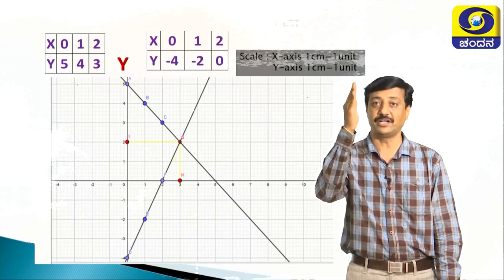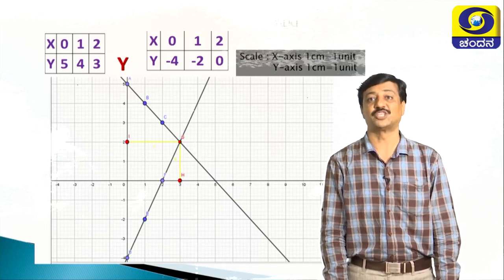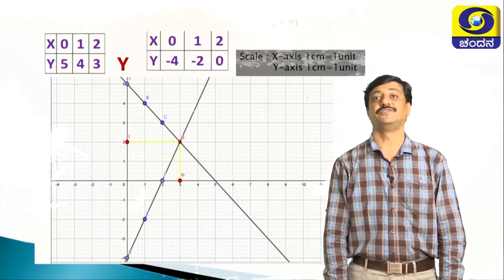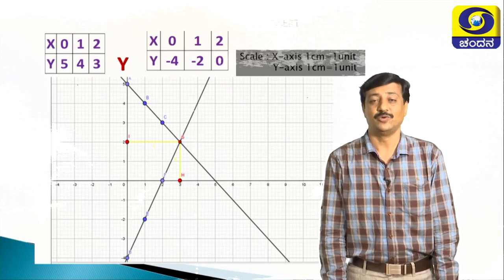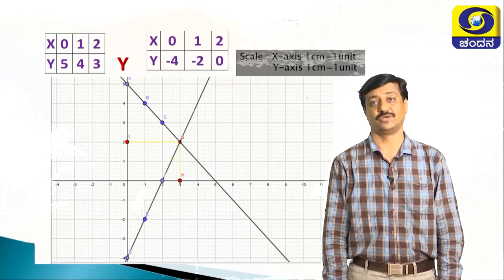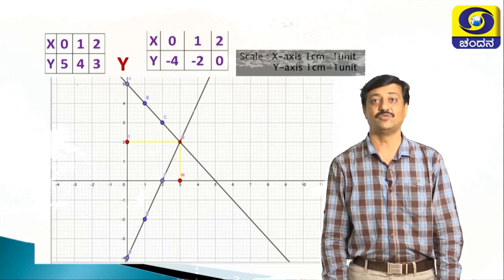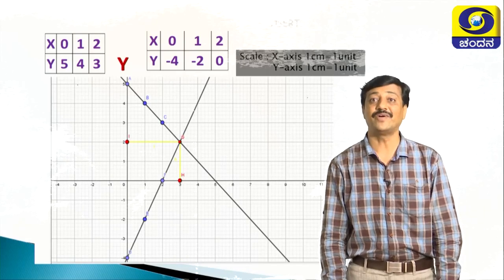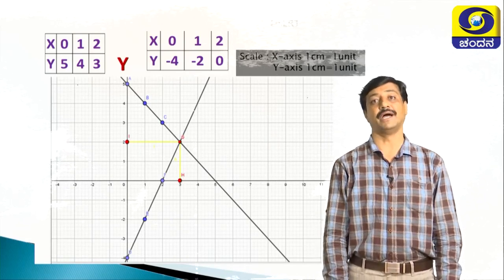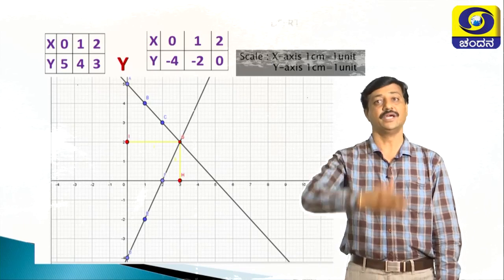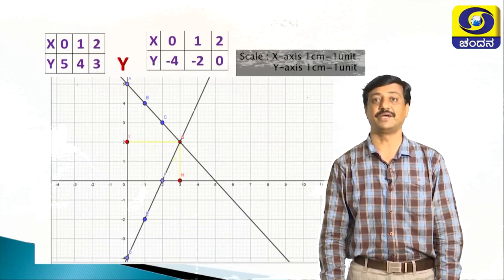If you draw a perpendicular towards the x-axis, you will get x value as 3, and if you draw a perpendicular towards the y-axis, you will get y value as 2. Hence, x value 3 and y value 2 is the required solution for the given pair by graphical method. In this way, you can solve a pair of equations by graphical method.